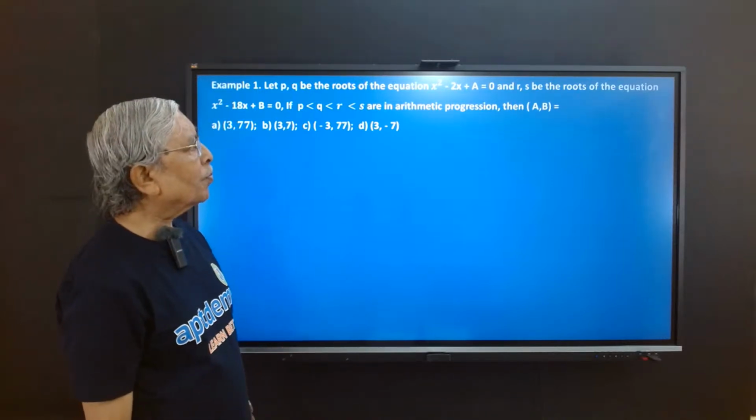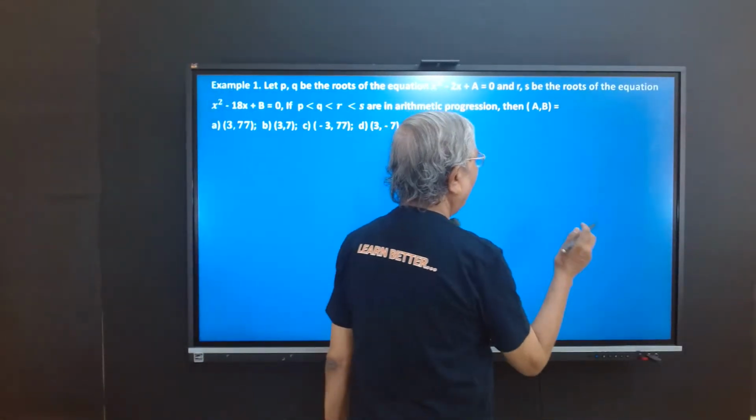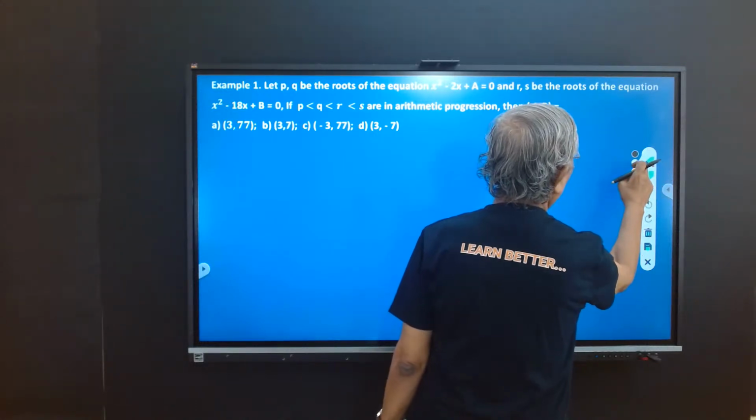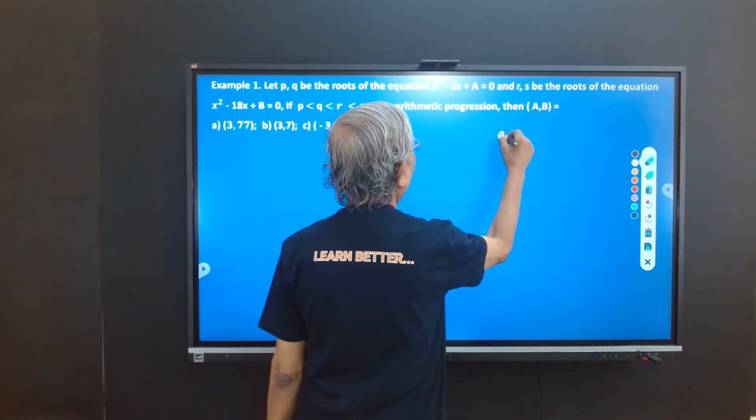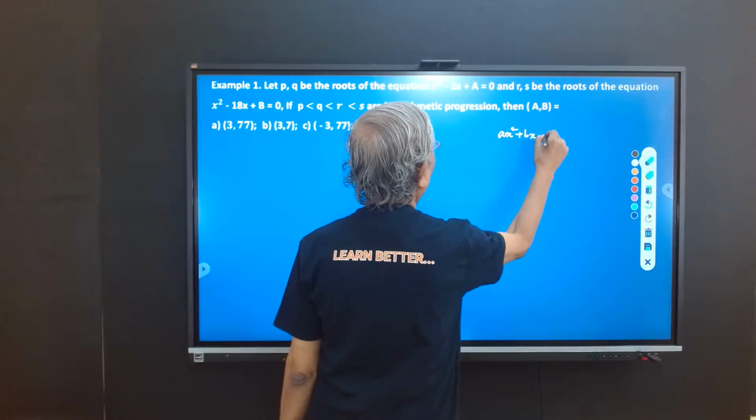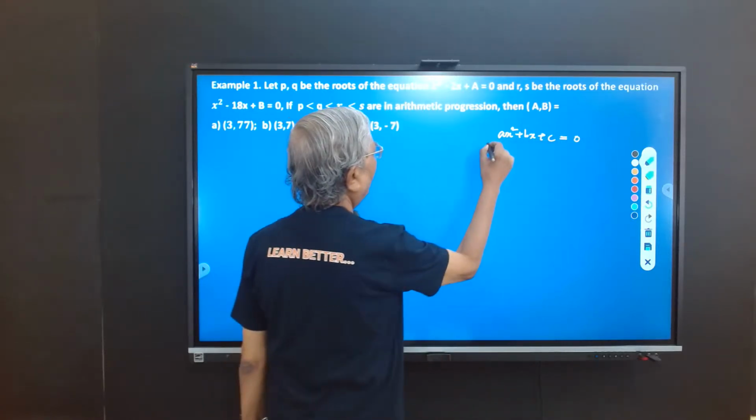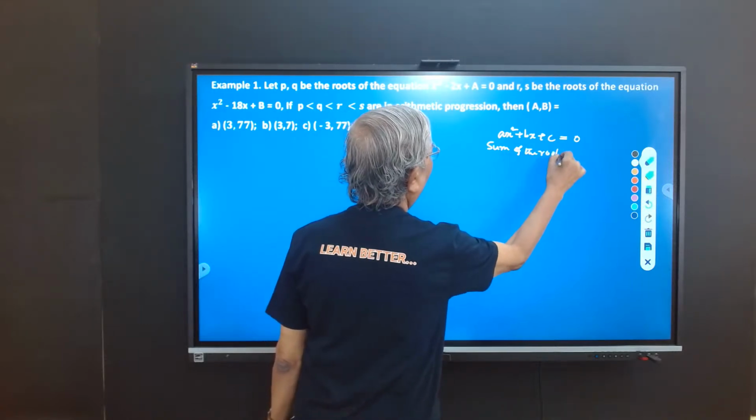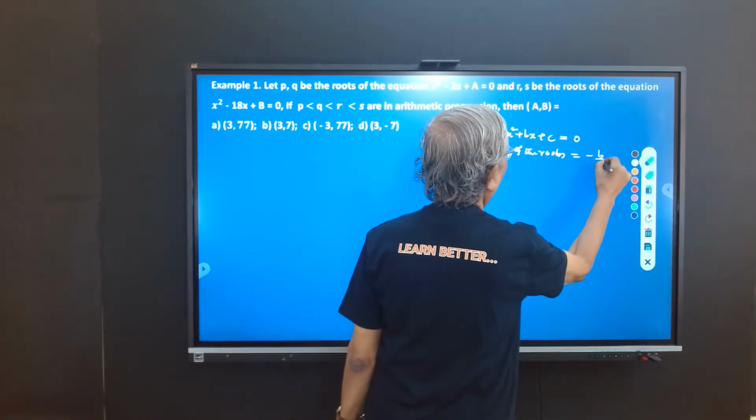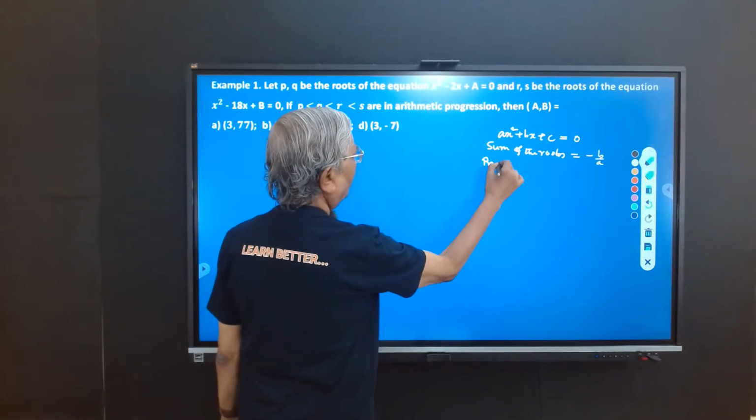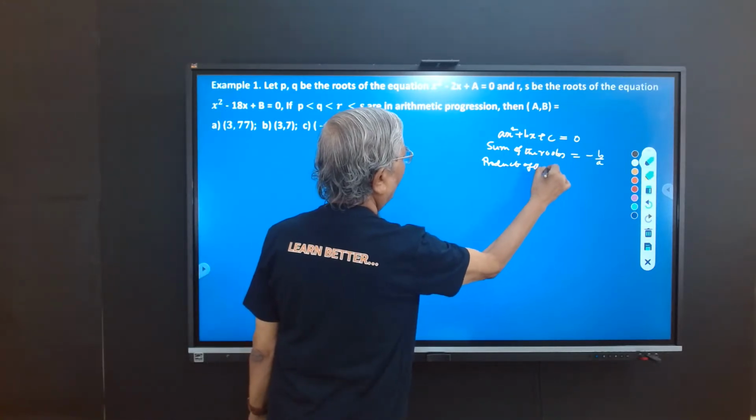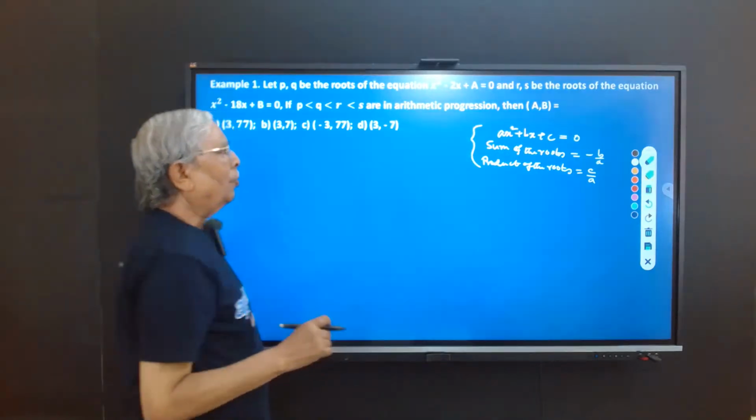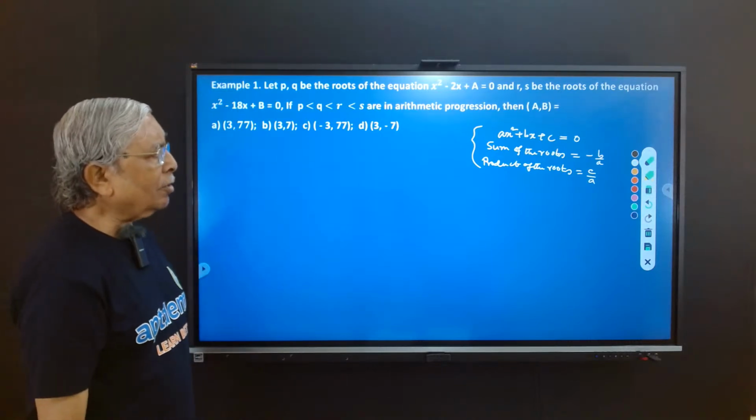Which option is correct? So we know that in a quadratic equation ax squared plus bx plus c equals 0, we remember this thing: the sum of the roots equals minus b by a, and the product of the roots equals c by a. We should use this formula.